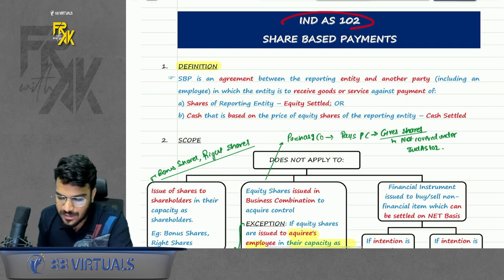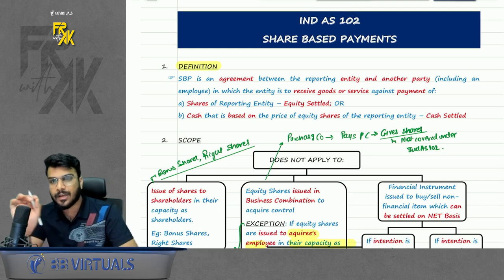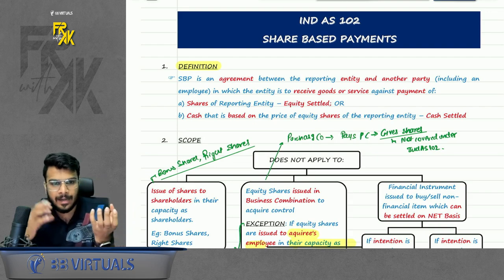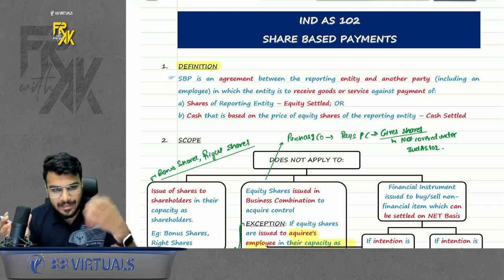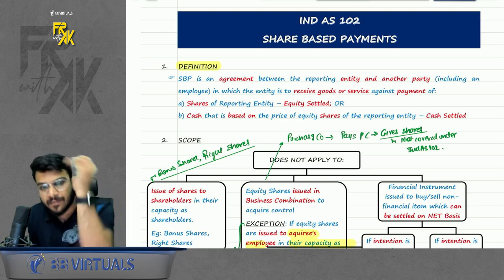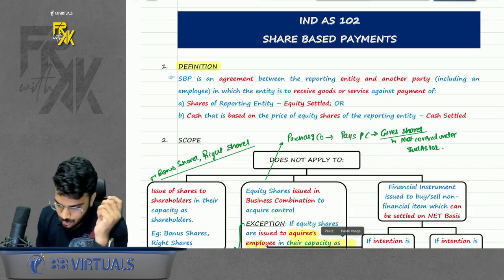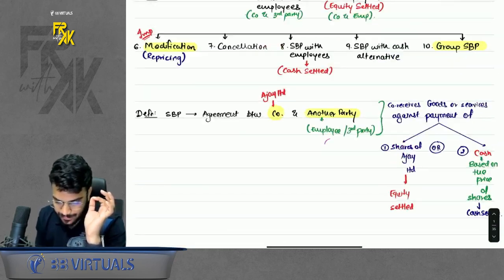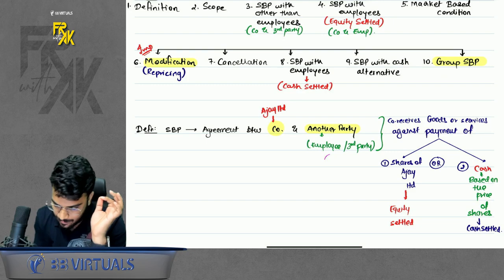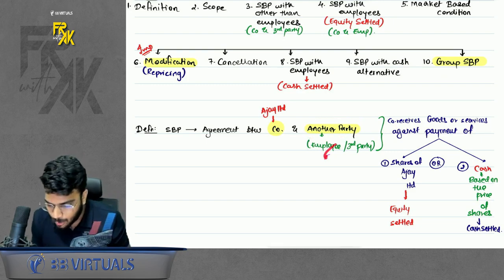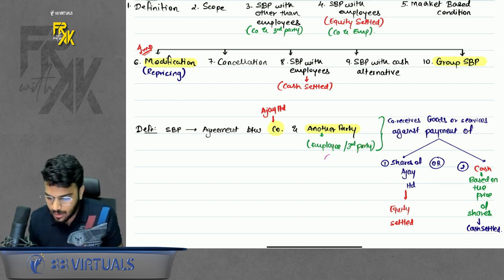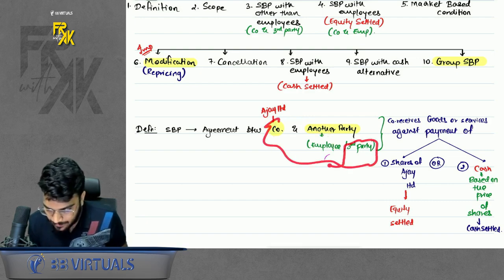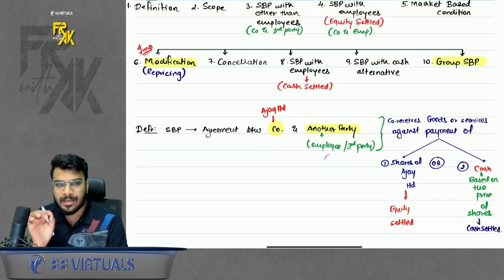First of all, Ind AS 102 is named share-based payment. Now, what is the meaning of share-based payment? It is nothing but an agreement between a company and another party, where the company receives goods and services and, in exchange, gives shares to the other party. That other party can be an employee or a third party. So share-based payment can be between a company and an employee, or between a company and a third party. Now, share-based payment can be of two types.